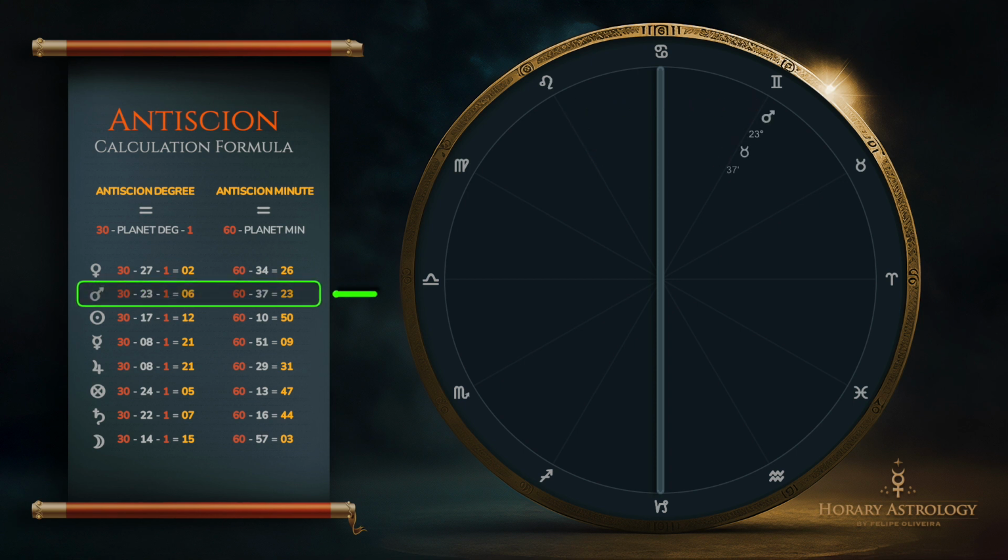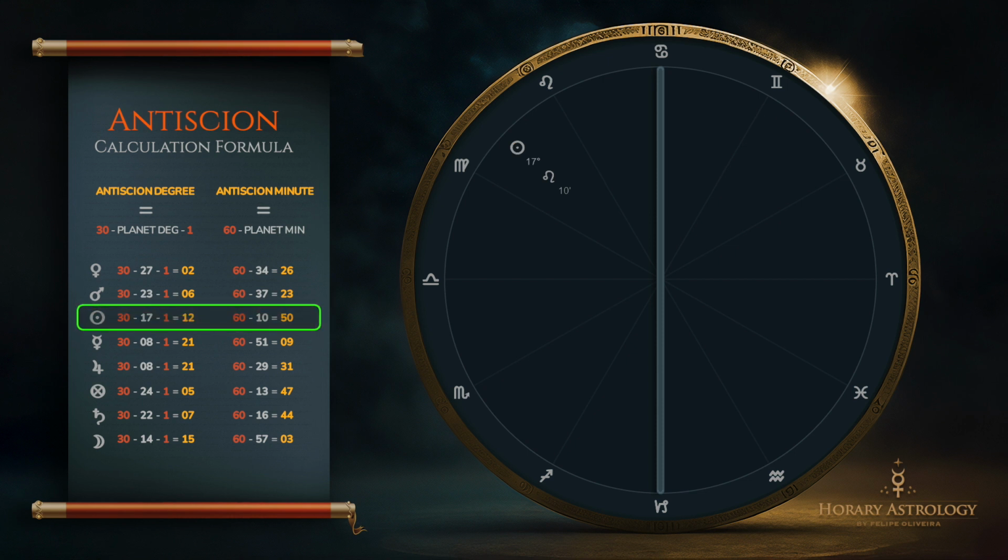Mars is at 23 degrees and 37 minutes of Taurus. 30 minus the planet degree, 23, is 7, minus 1, 6. Now the minutes. 60 minus 37 minutes equals 23 minutes. Mars' Antiscion is at 6 degrees and 23 minutes of Leo.